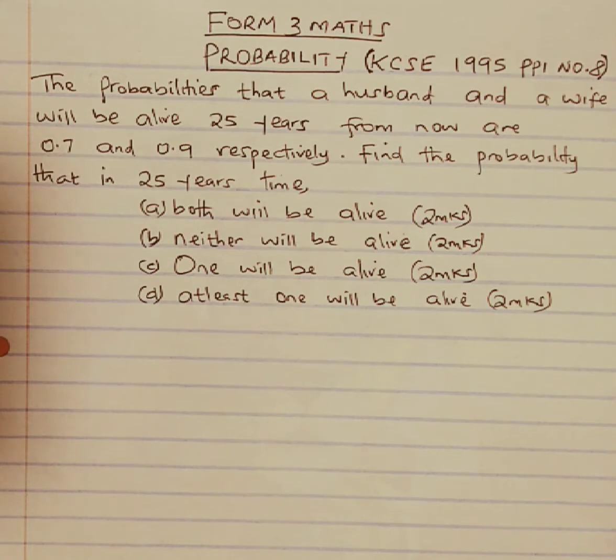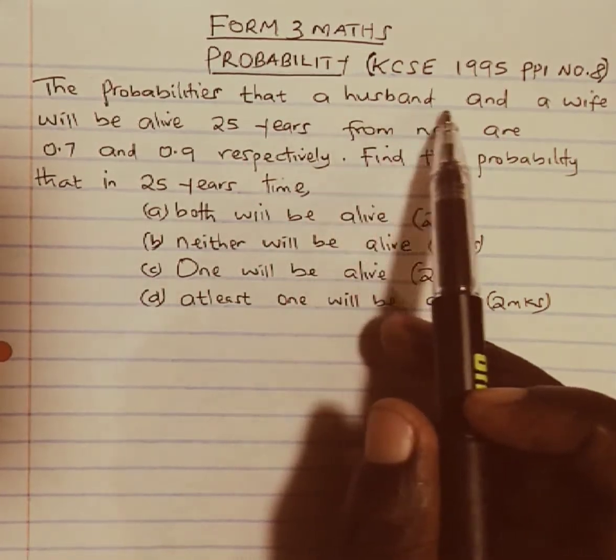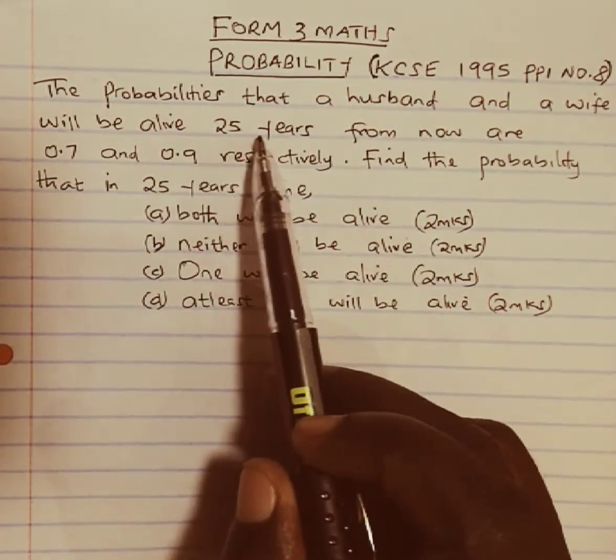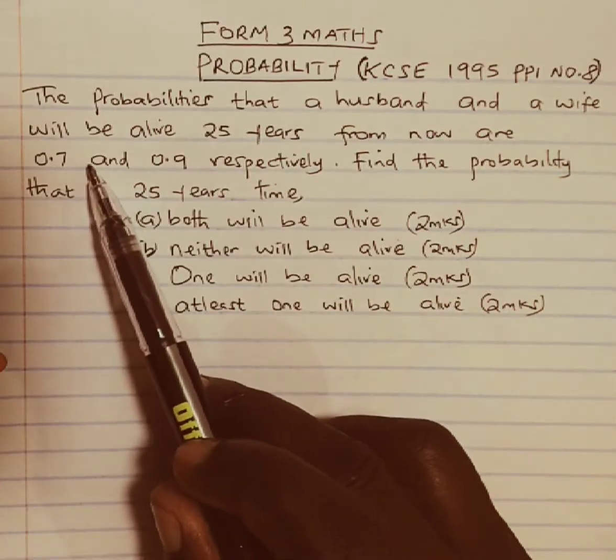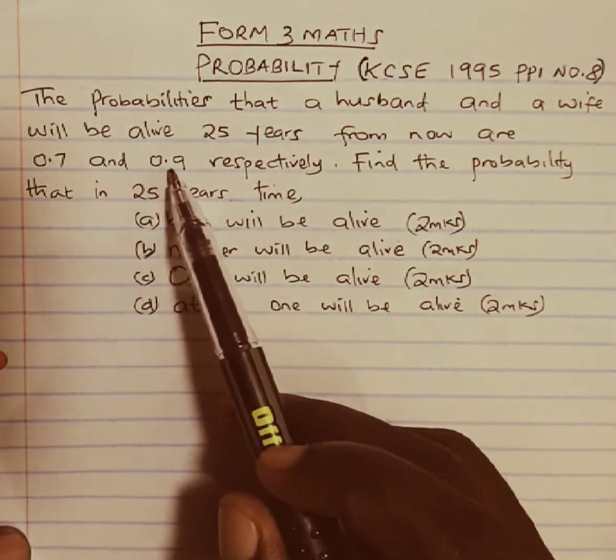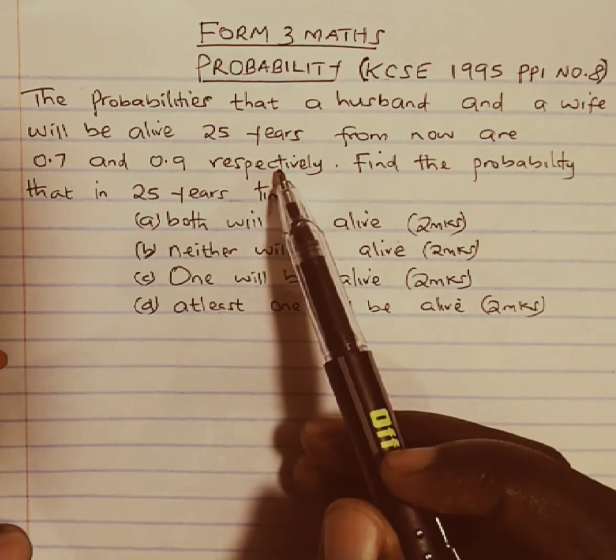Today we are going to look at a KCSE question that was done in 1995 in paper 1 number 8, and the question we have reads: the probabilities that a husband and a wife will be alive 25 years from now are 0.7 and 0.9 respectively.